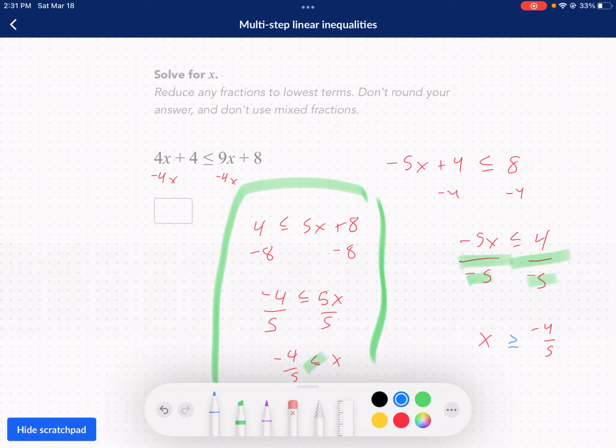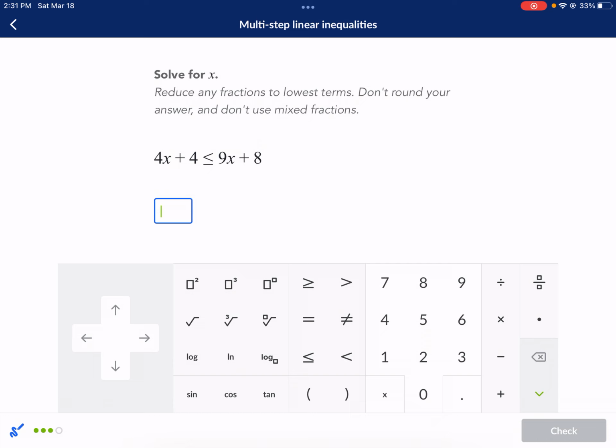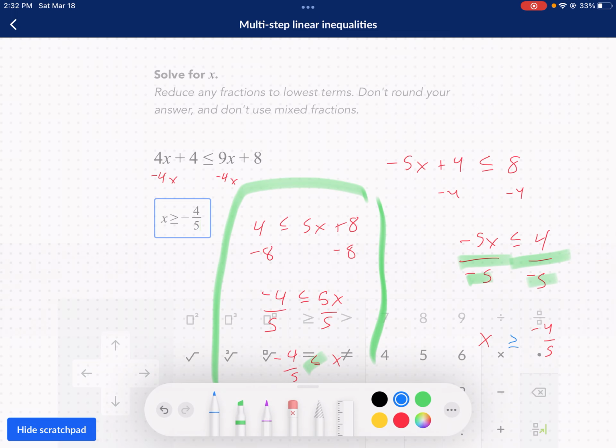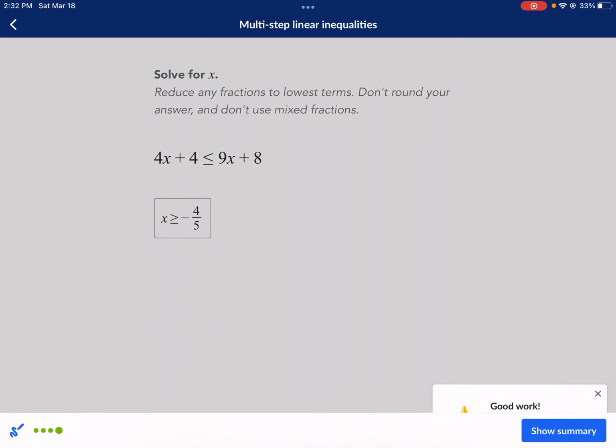Okay, so then we have x is greater than or equal to negative 4 over 5. So x is greater than or equal to, I typed the wrong one. I said the right one. Negative 4 over 5. Negative, and then where's my fraction? 4 over 5. If I can get it. There it is. Just double check. All right. And there we go.